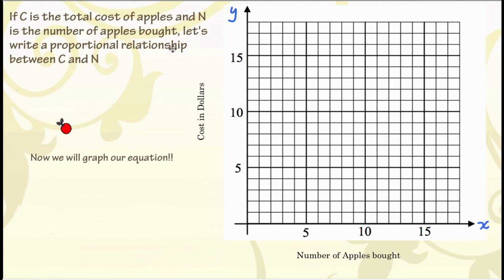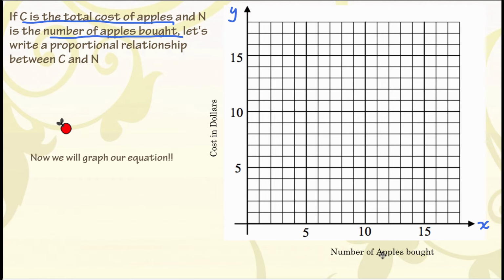All right, so we're going to graph this right now. C is the total cost of the apples, and N is the number of apples that we bought. So C is the dependent variable. My cost depends on how many apples I bought. So if we go back to the first page, we can get 2 points very easily that go on this graph. Number of apples bought and their cost.